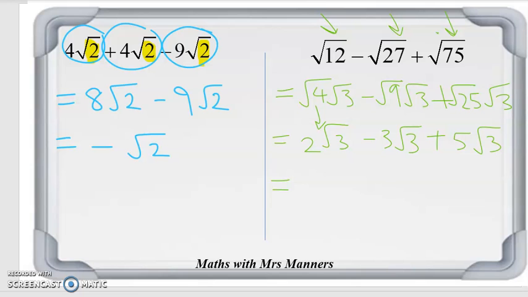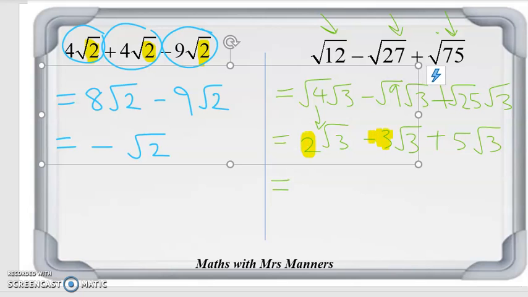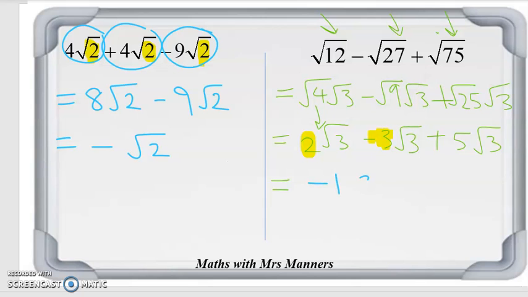So I've got 2 root 3, and this is where I look at how many I've got. I've got 2 root 3s. If I subtract 3, that'll give me minus 1 root 3, plus 5 root 3. Okay, now I can write the minus 1 over here.